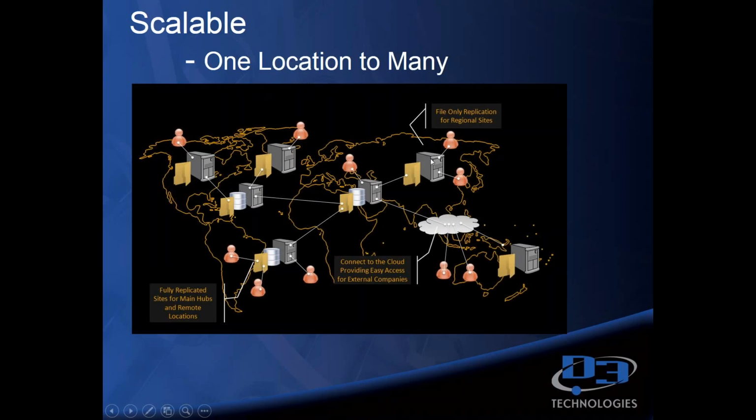I can have file-only replication if it's a regional site, like say I have 5 servers in different parts of California. I have one SQL server. They all just replicate the files, so the files are local, but the SQL is remote. So I can do this scalable. There's no limit that I'm aware of on the number of servers and locations that we can have.